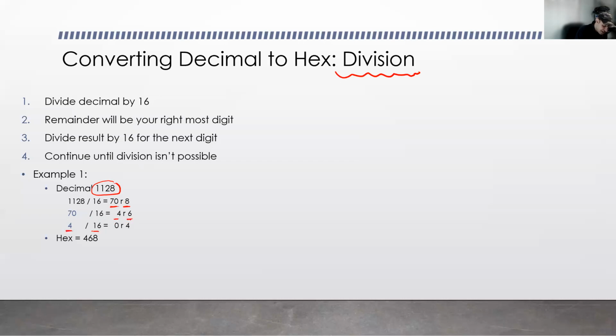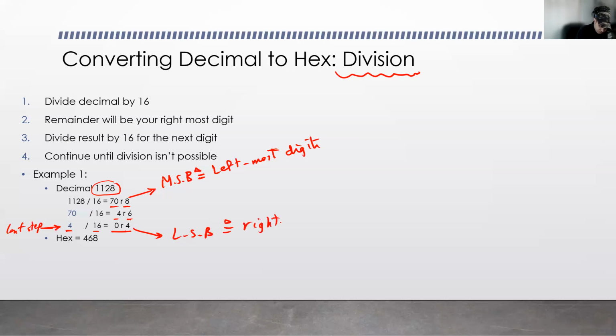Then 4 divided by 16, and this is the last step. Once you reach 4, that's it. It will give you 0, remainder 4. This is the most significant digit, or we can say the leftmost digit, and this is the least significant digit, which is the rightmost. So 1128 base 10 is equivalent to 468 base 16.